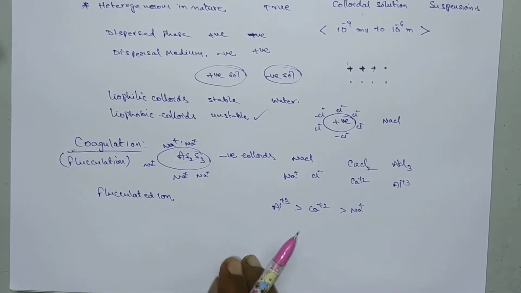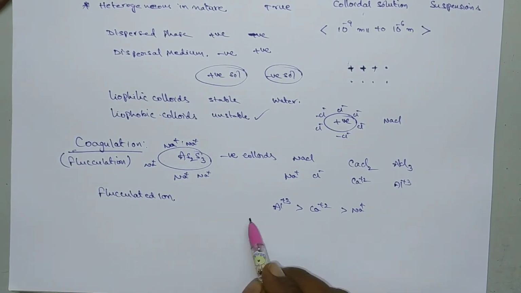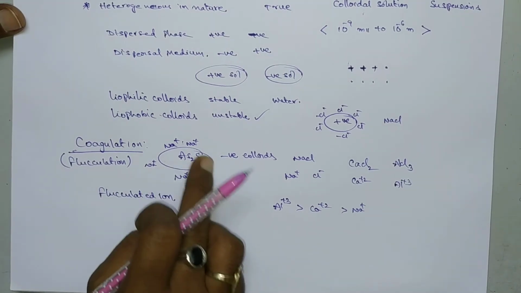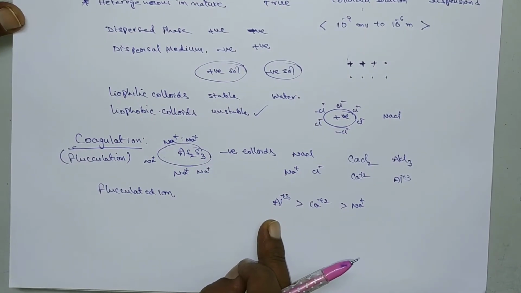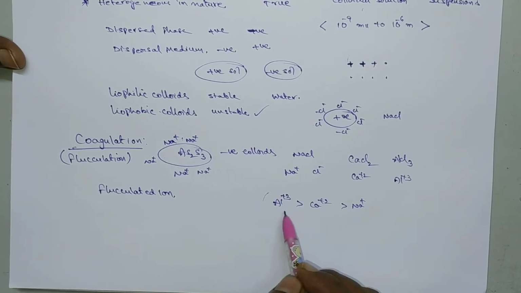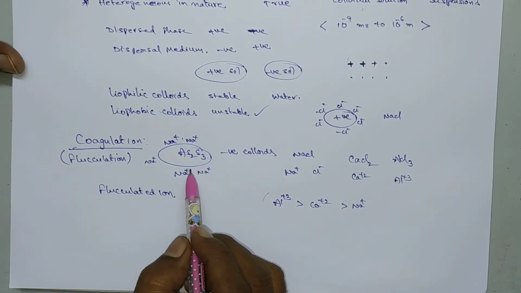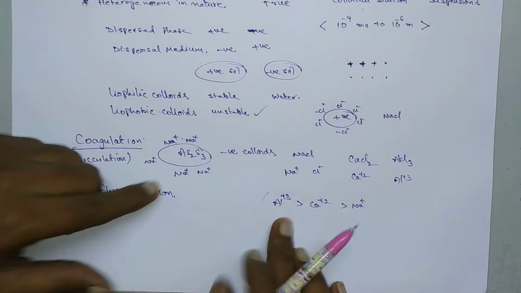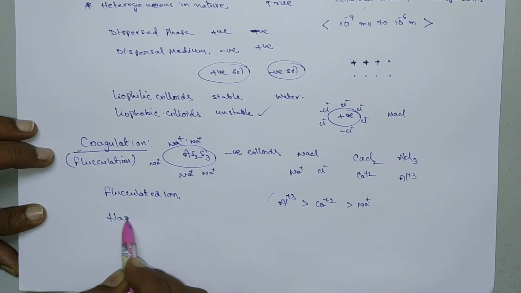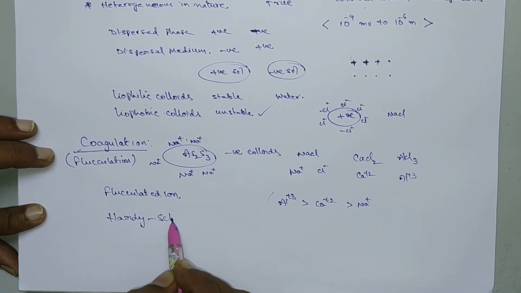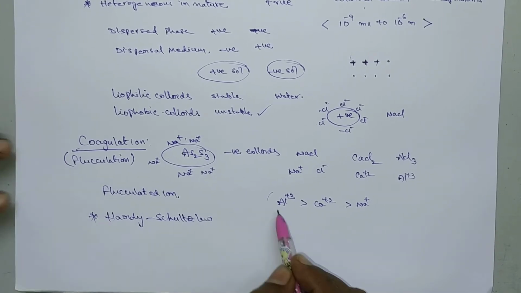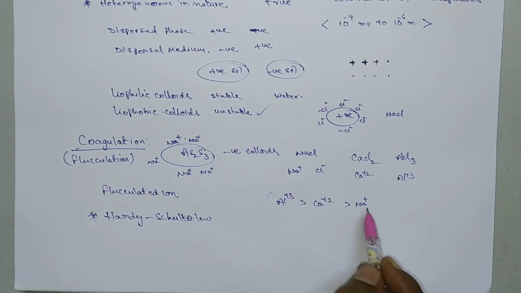This is the coagulating tendency of these electrolytes for the negative sol, arsenic sulfide sol. Greater the charge on the flocculating ion, greater will be the tendency of coagulation. That is called the Hardy-Schulze law: greater the charge on the flocculating ion, greater will be the coagulating power.